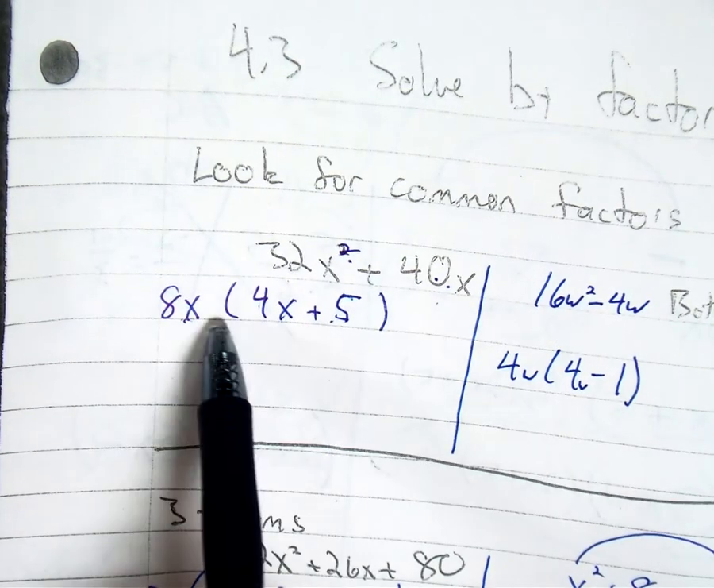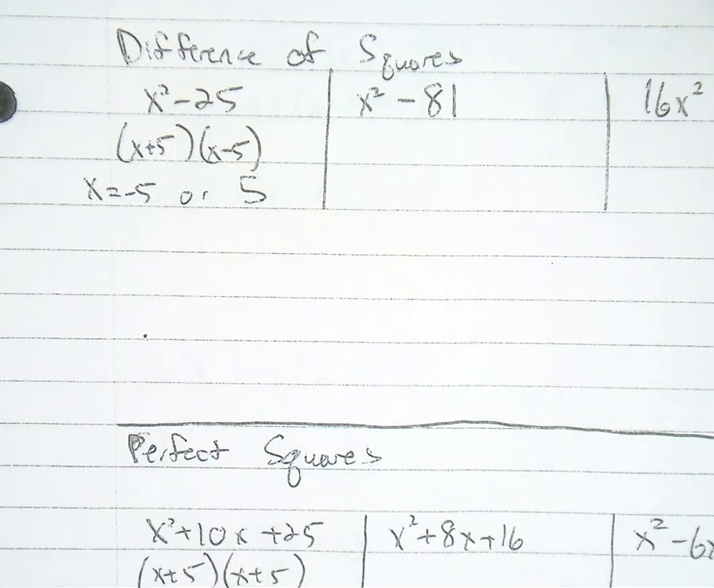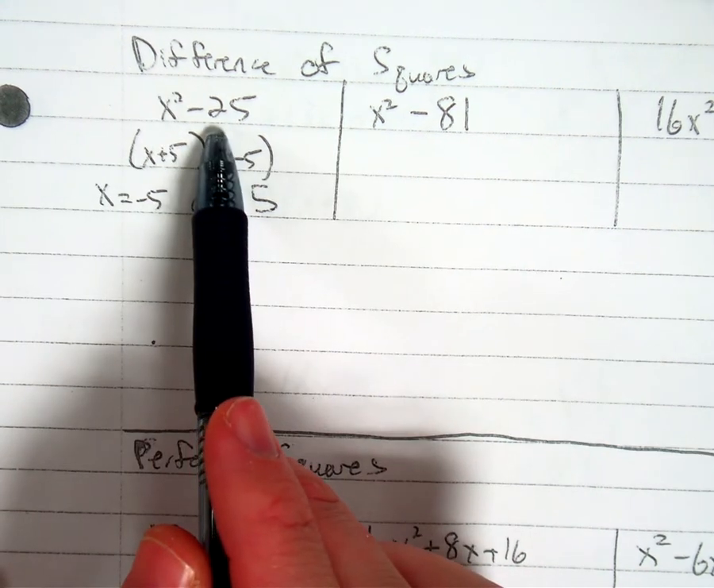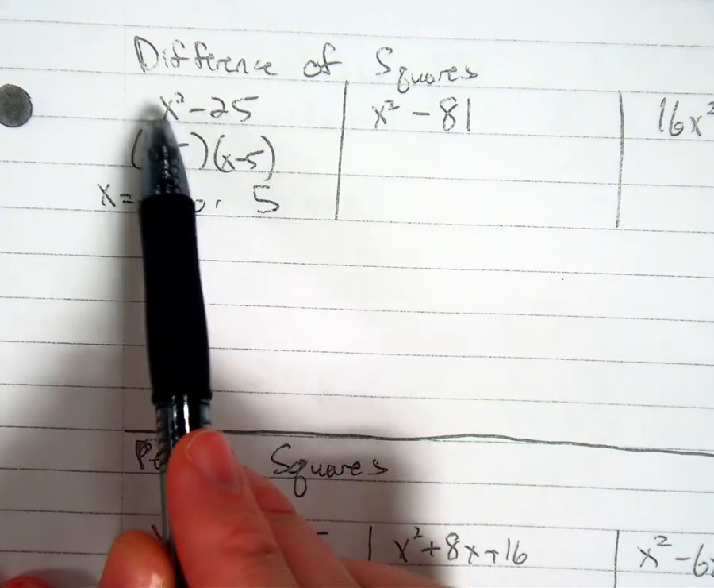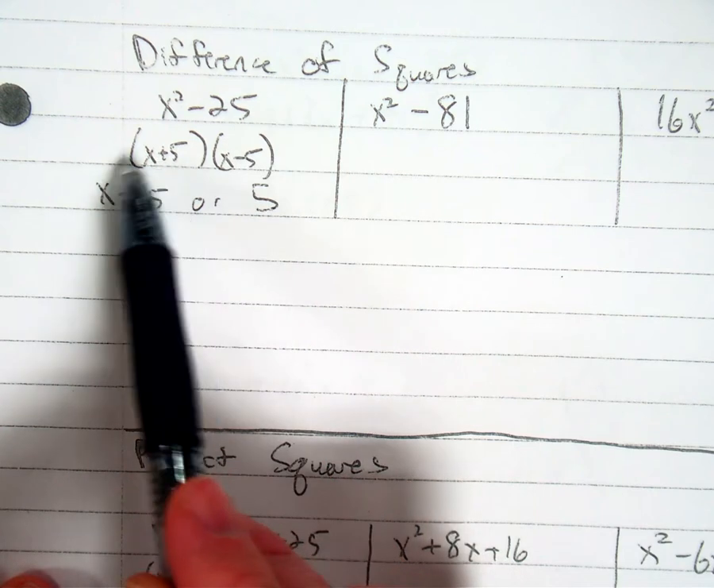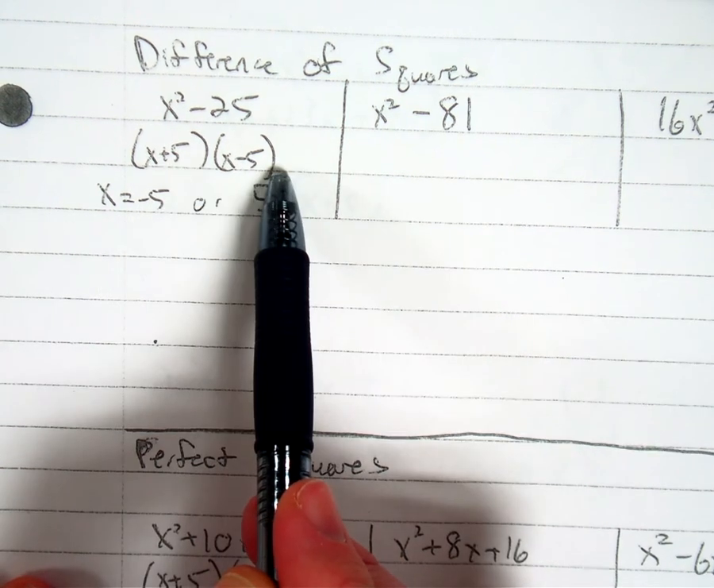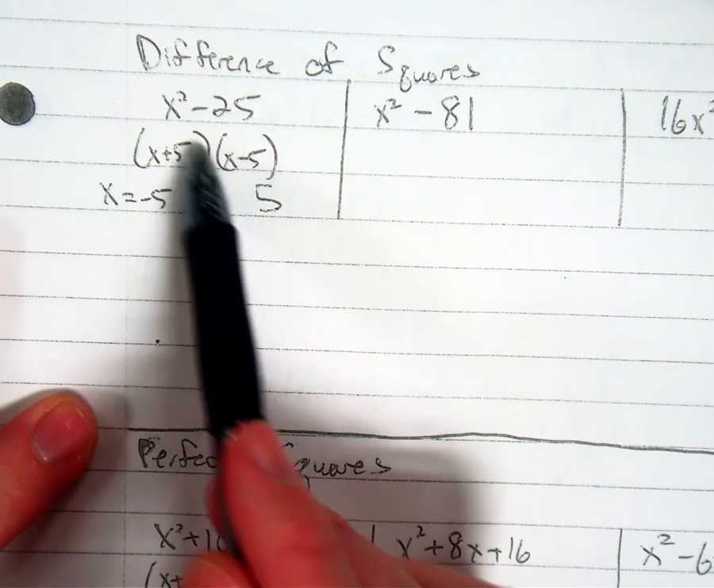Earlier on, we looked at pulling something out of both pieces. Well, there's nothing here in common that I can factor out of x squared and 25. But if you notice that you have a perfect square minus a perfect square, we got a difference of squares situation happening. Look at what's the square root of this one? X. What's the square root of this one? 5. X plus 5, x minus 5. Ta-da, that's that simple.